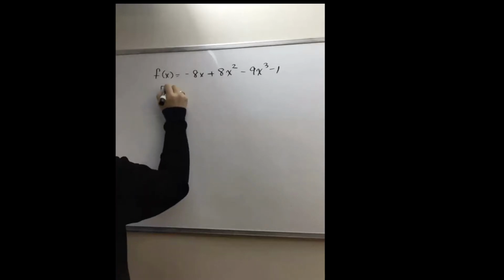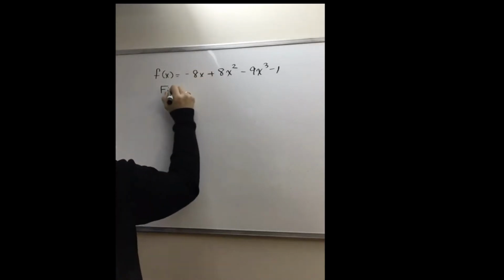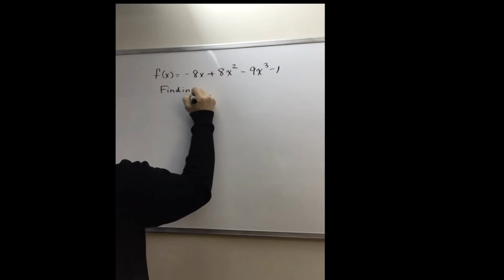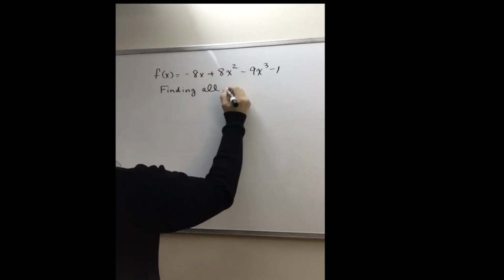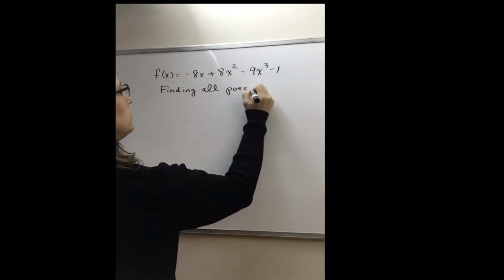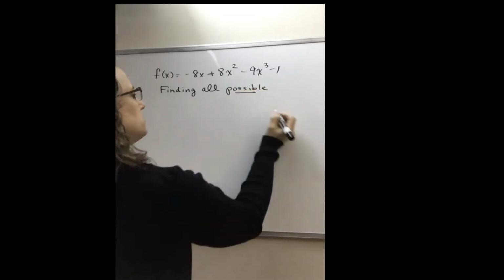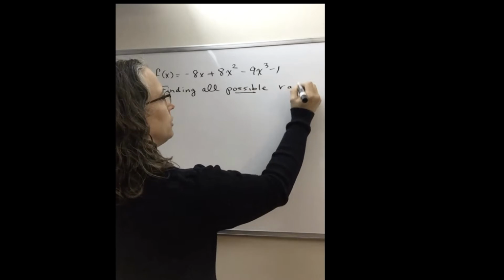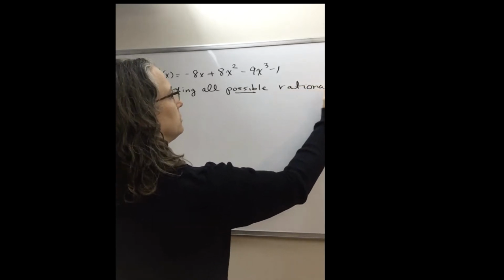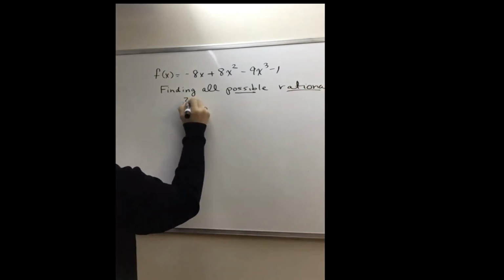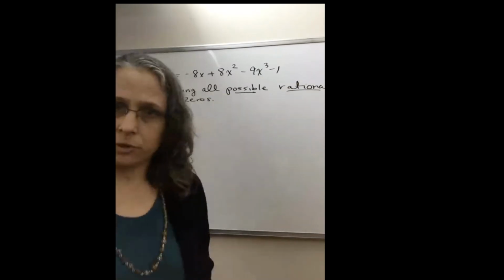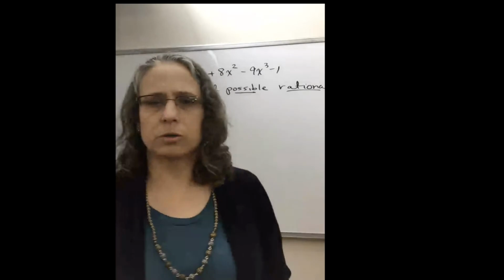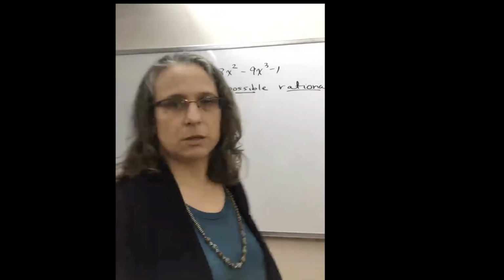So there's various levels on these questions. One of the questions that we ask for these is finding all possible. So that's a keyword there, possible. And another keyword here is rational zeros. So there could be irrational zeros potentially. There could even be non-real zeros.